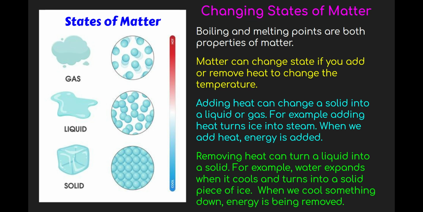Matter can also change states. Boiling and melting points are both properties of matter. Matter can change state if you add or remove heat to change the temperature. Adding heat can change a solid into a liquid or a gas. For example, adding heat turns ice into steam.